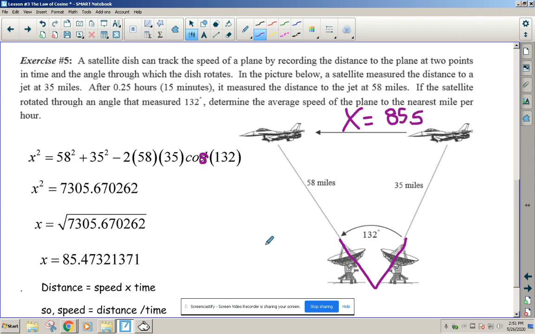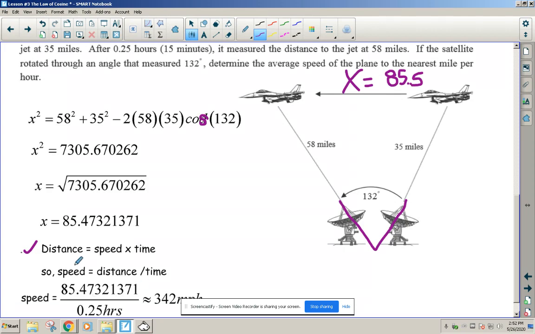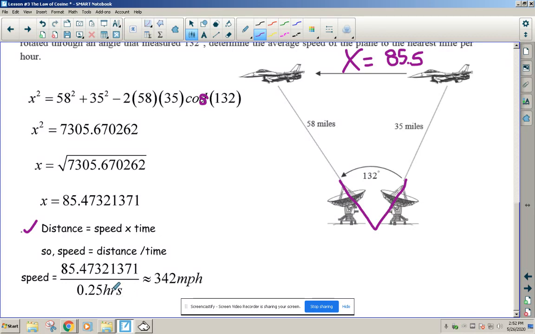And they want to know then that happened in 15 minutes, a quarter of an hour. So in 15 minutes, they went 85.5 miles. What's the speed? Well, back from middle school and 9th grade and science, distance equals your speed times your time. Well, if I want to know the speed, I have to divide the time out. I got to get rid of the time, and then I have speed by itself. So I take this distance, and I divide it by the time, 0.25 hours, and I get 342 miles per hour.